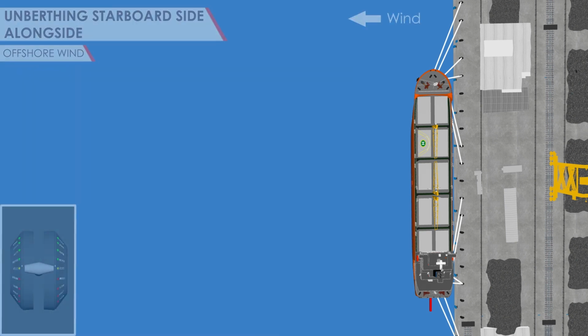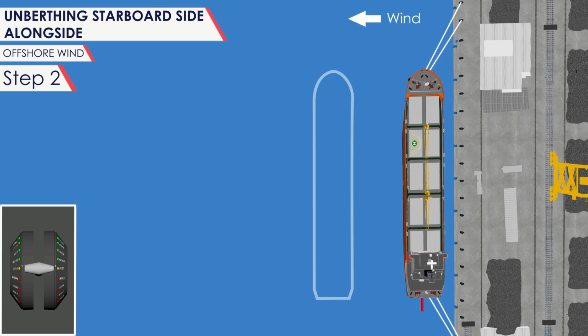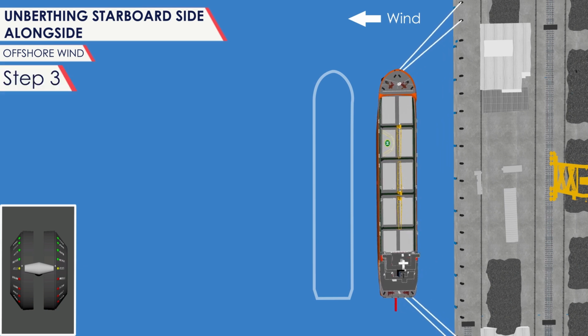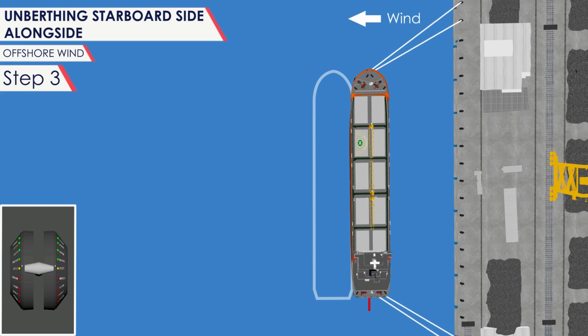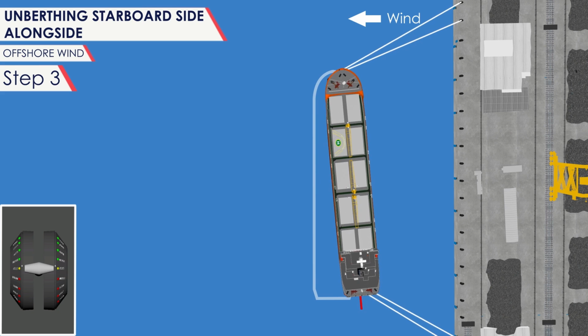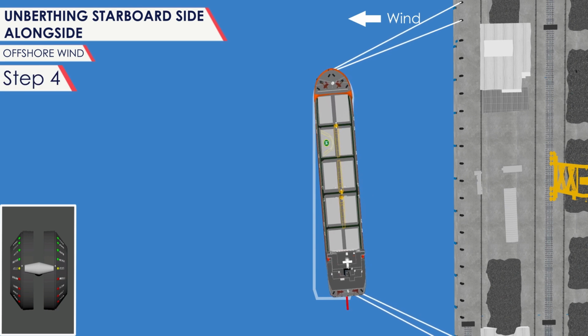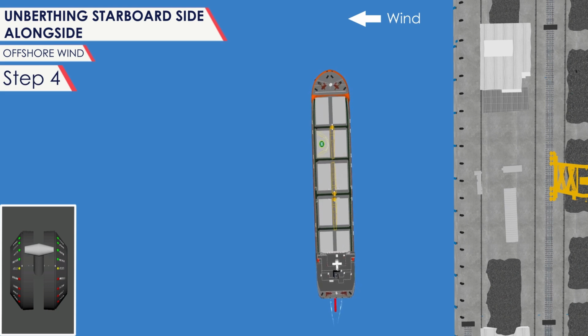So after that, step 1, I will single up to headline and stern line. Step 2, ease the head and stern lines to allow the vessel to be blown off the quay. Step 3, when the stern is clear of the quay, hold on to the aft line and allow the bow to come off the quay a little bit more. And step 4, once clear of the quay side, let go bow and stern lines and engage engines and helm, and away you go.